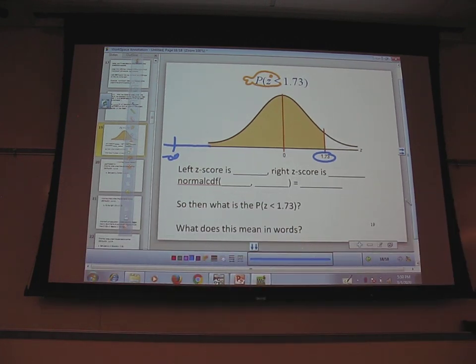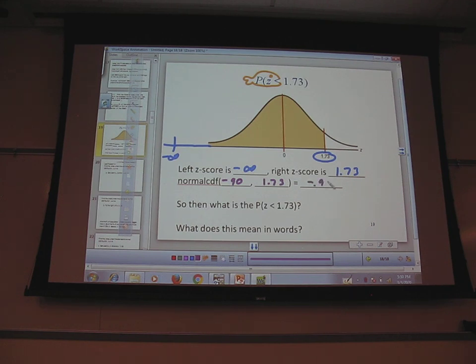All right, so my left z-score is what, guys? Negative infinity. Right z-score is what? 1.73. So I'm going to do normal CDF of negative 90, comma, 1.73. Did you guys do it yet? Negative 0.958. What'd you get? Negative 0.958.